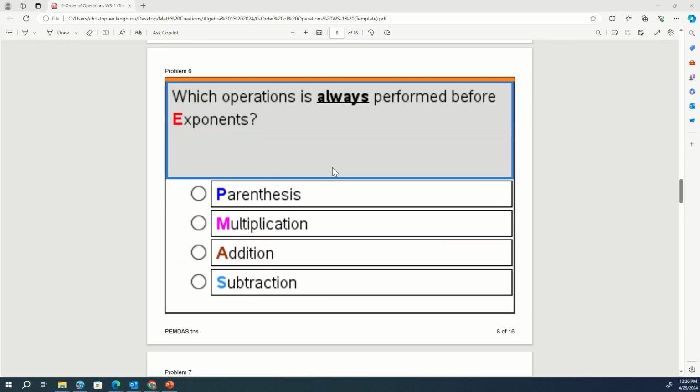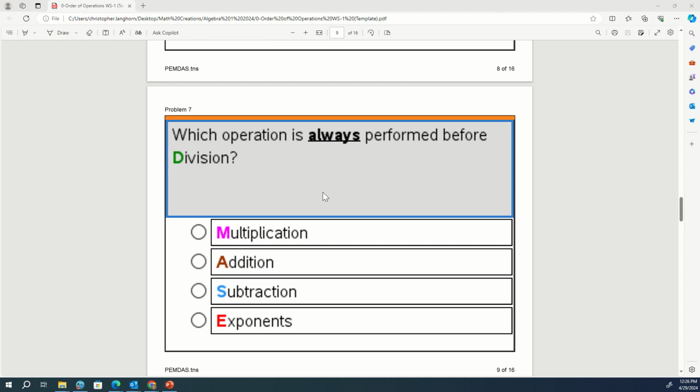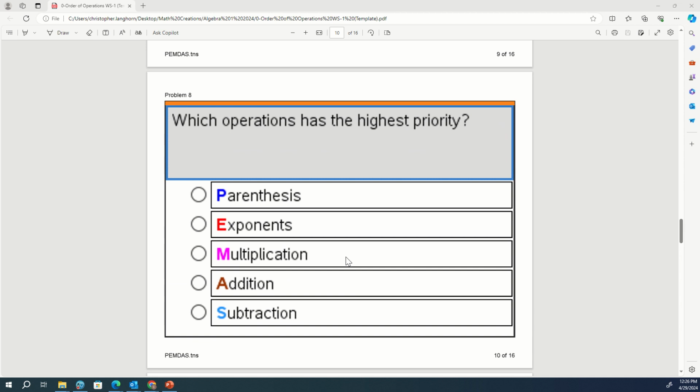Which operation is always performed before exponents? Parentheses, which means you have to have something in parentheses. Which operation is always performed before division? Has to be exponents, because multiplication can be performed before addition, but not always. Which operation is the highest priority? Parentheses is the highest priority.